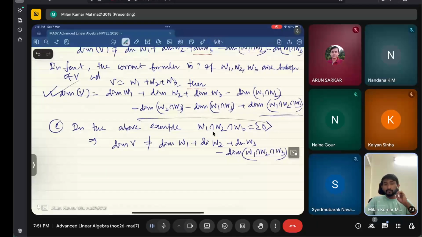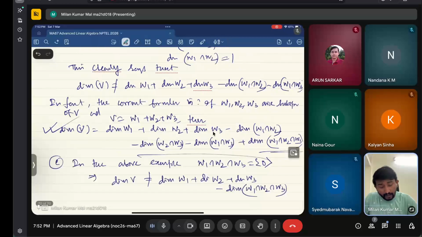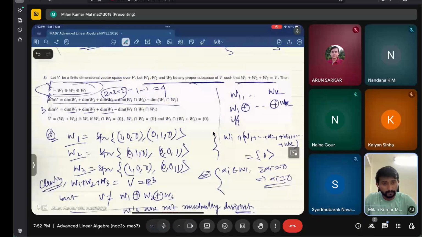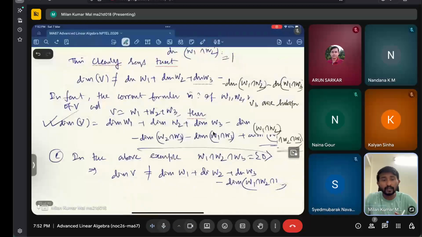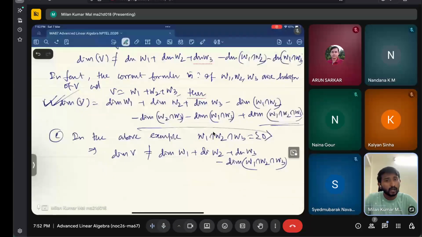Except for this formula, for any other formula given, you can create a counter example. Here it is not giving any description regarding W1, W2, W3, it is only giving that they are proper subspaces. But still, if you are given any expression except this one, you can always create a counter example which will counter that particular expression. So that's why the third option is incorrect.